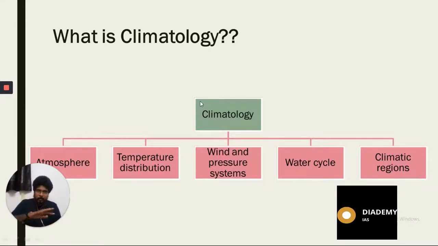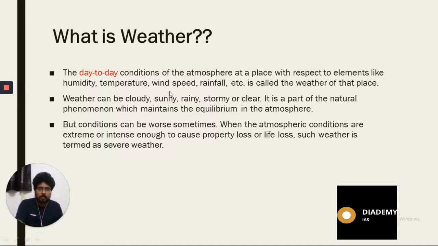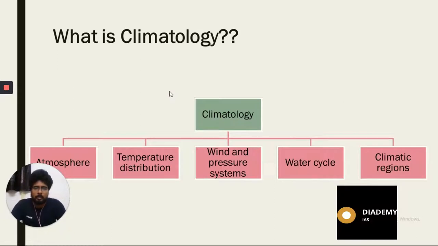In climatology, we are classifying this broadly into five areas: the atmosphere, the temperature distribution, the wind and pressure systems, the water cycle, and the climatic regions. So these are the five. Now what we will do is, we will start with the atmosphere.